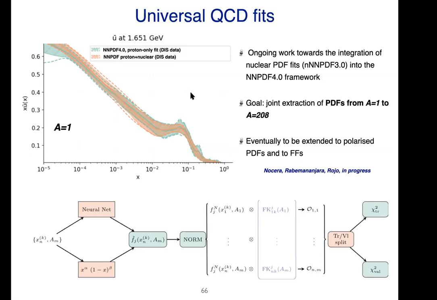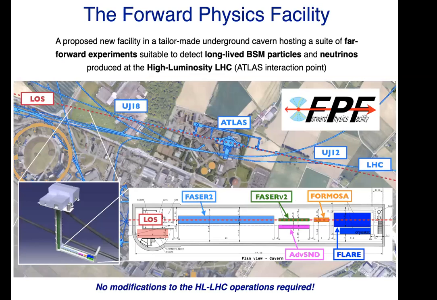So here are some preliminary results. Clearly, we still have some work to do, but this is important for the future of our community. And since I'm running out of time, just 2 more slides. Another possible constraint on the PDF will be given by the Forward Physics Facility.